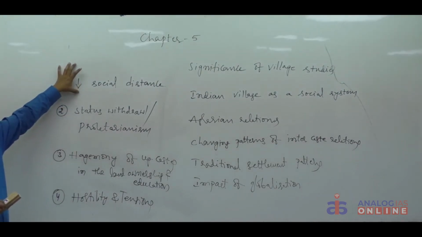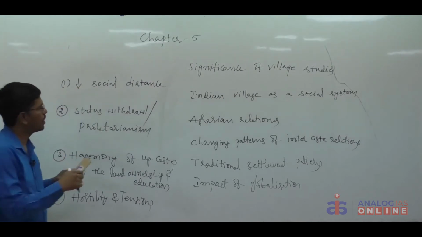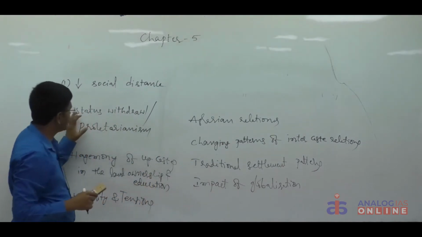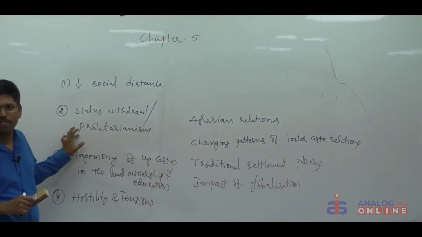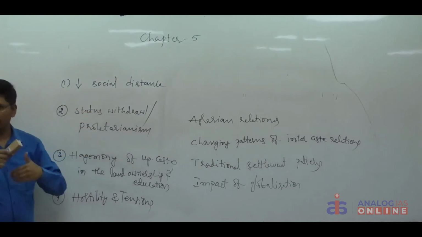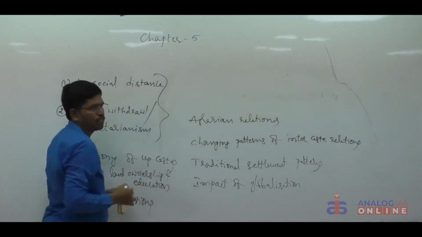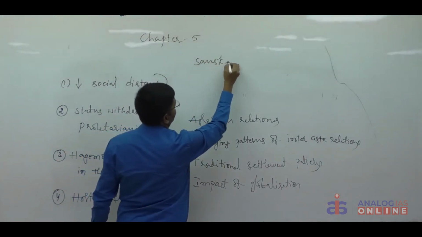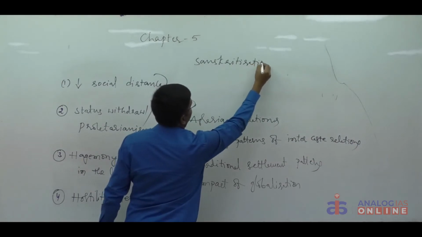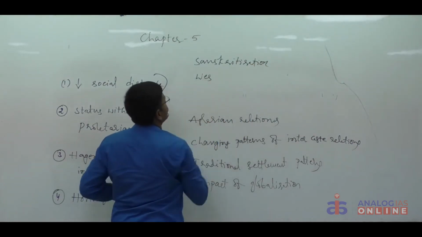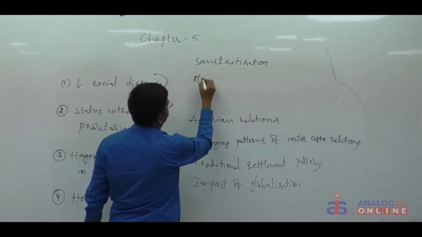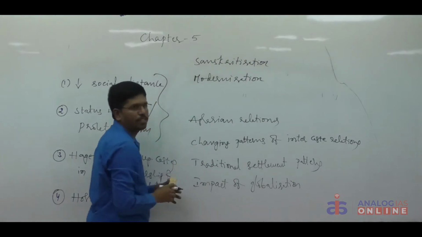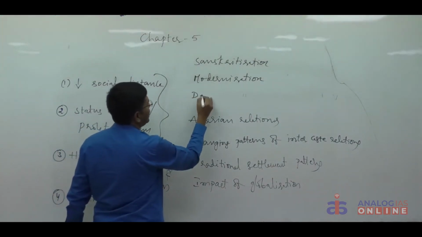There is decrease in the social distance between the upper caste and lower caste because of a number of reasons. At the same time, there is status withdrawal or proletarianism. That means the status was reversed. For these two changes, there are a number of factors which are responsible: sanskritization, westernization, modernization, and desanskritization.